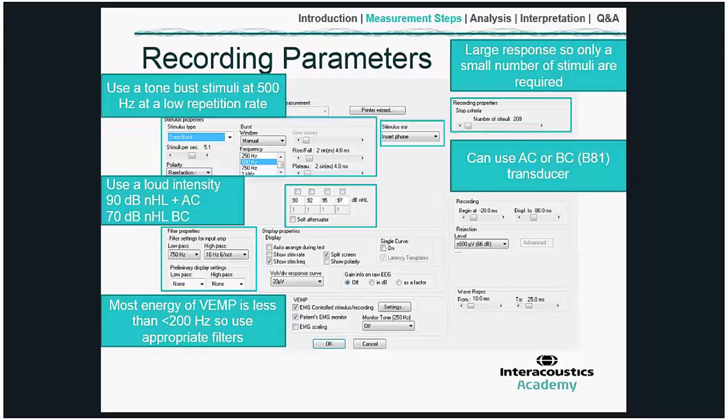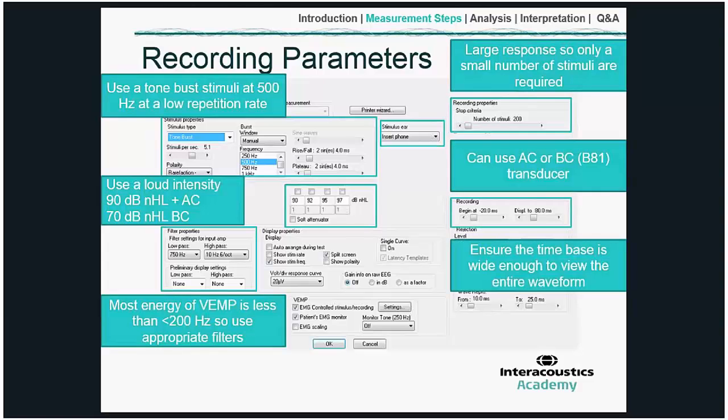In terms of stimuli, because it's such a large response, we don't have to record thousands and thousands of sweeps. You can see this response very quickly. So 200 sweeps is normally sufficient to get a good cVEMP response. You can often see it much before, but 200 sweeps normally allows the noise floor to reduce sufficiently.